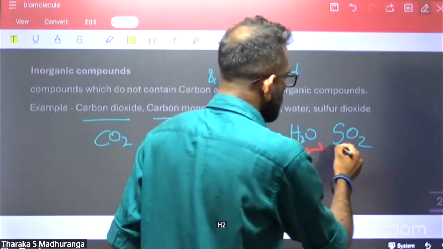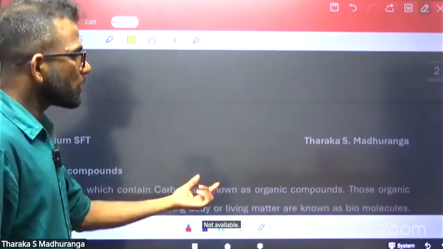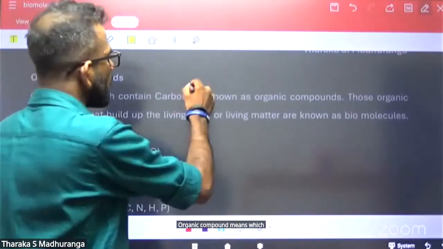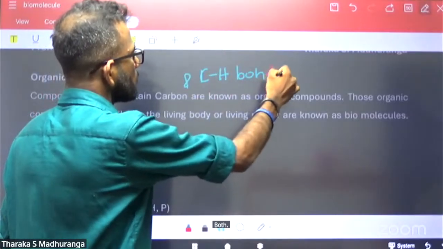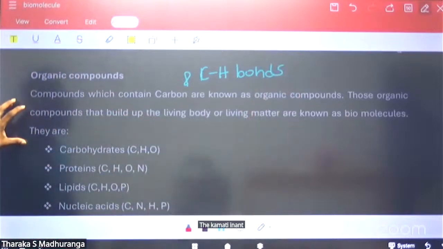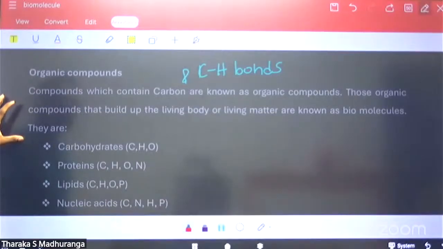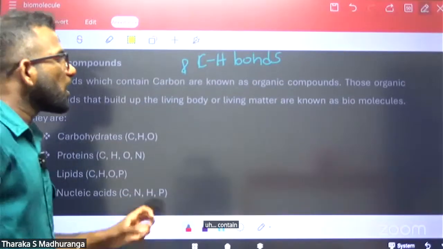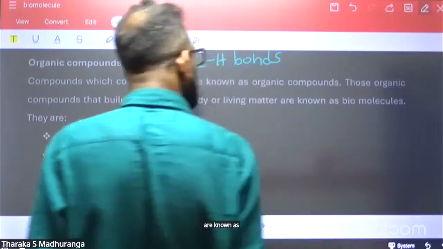H2O doesn't have carbon, meaning carbon-hydrogen bonds are not available. But organic compounds contain carbon and carbon-hydrogen bonds, both. Having only one is not enough, having carbon is not enough; they must have carbon-hydrogen bonds. Compounds which contain carbon and carbon-hydrogen bonds are known as organic compounds.